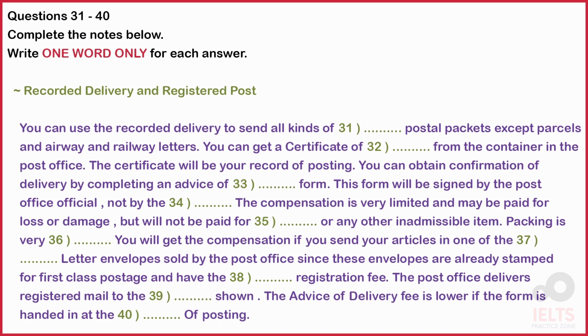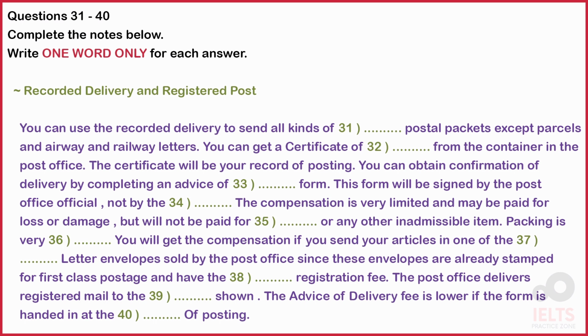How do we use recorded delivery? Well, when your letter or packet is delivered, it is signed for by the recipient and a record is kept by the post office. The post office does not undertake to deliver recorded delivery or any other mail to the addressee in person, but to the address shown. You can obtain confirmation of delivery by completing an advice of delivery form either at the time of posting or later. This form will be signed by a post office official, not by the addressee of the recipient. A fee is payable, which is lower if the form is handed in at the time of posting.